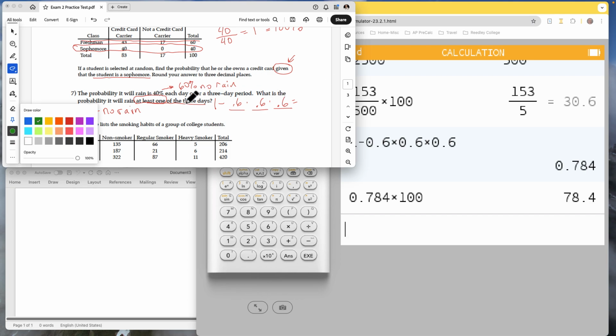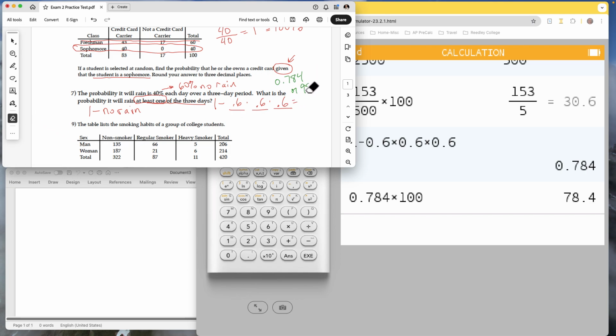Both are correct. 3 decimal places, I think they mean rounded at the beginning. So 0.784, or I would also accept 78.4%.